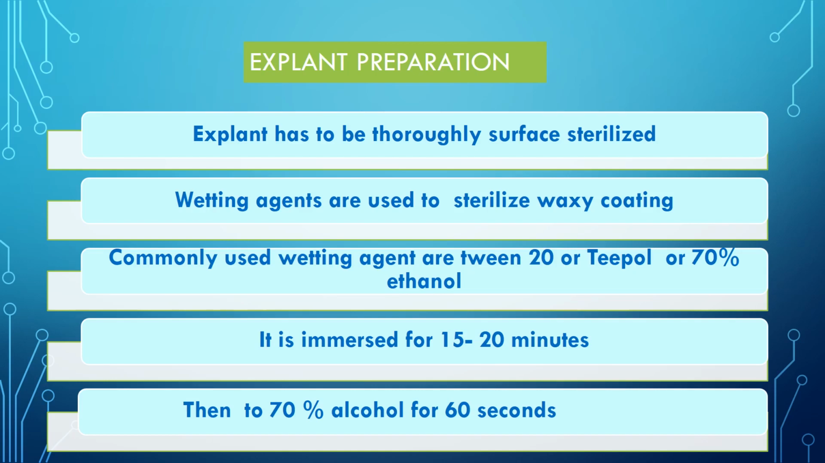Normally, the explants are immersed in the wetting agent for 15 to 20 minutes. Later, the duration of exposure also depends on the type and the nature of the explant. More often, the explants are immersed in detergents for 15 to 20 minutes and then transferred to 70% alcohol for 60 seconds before being transferred to the sterilant solution.